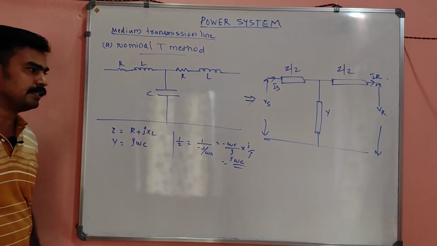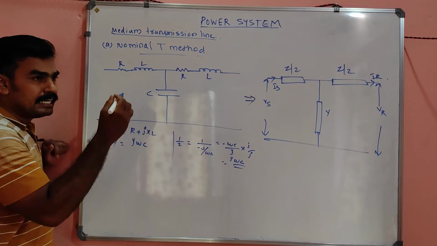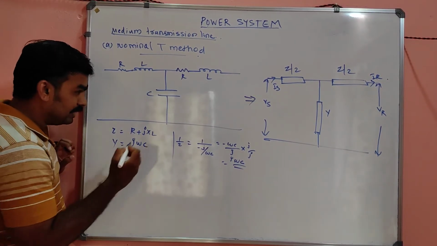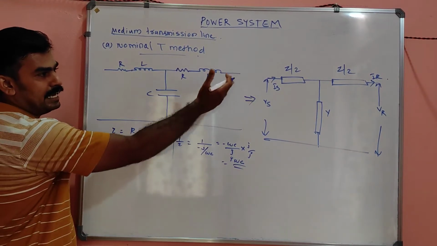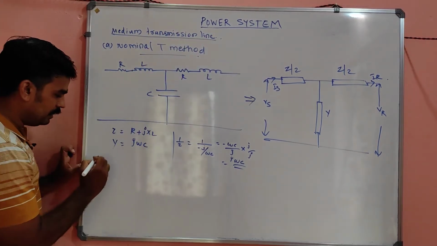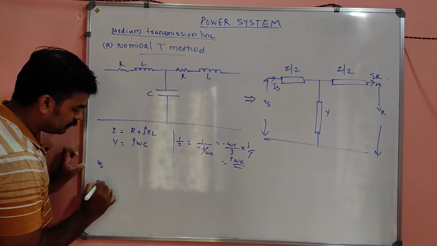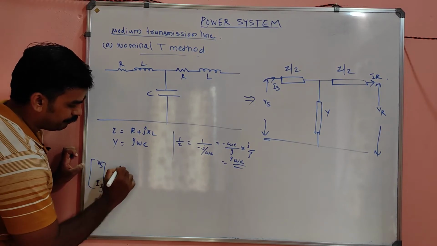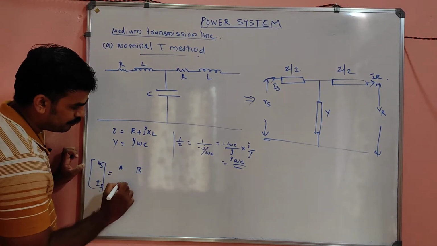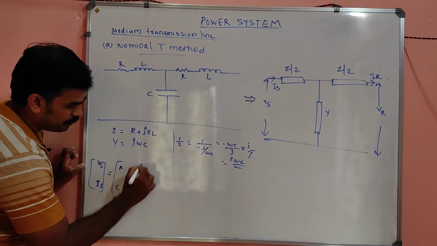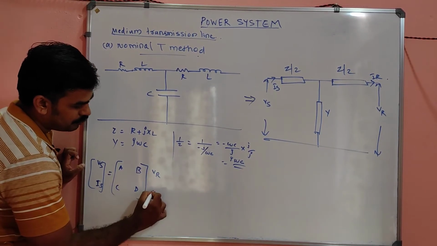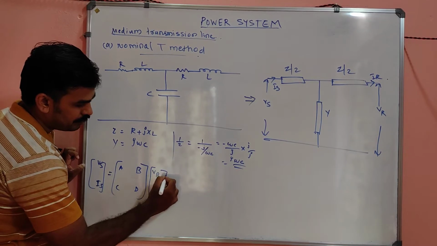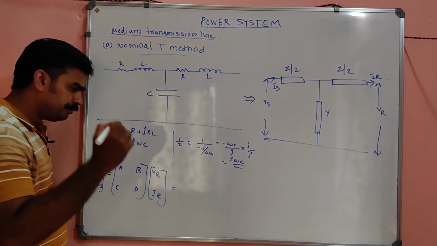Is it clear, my dear? So what are its ABCD parameters? That you have to know, because VS is there, IS is there, VR is there, IR is there. Definitely they can be connected, but what will VS and IS be equal to? I'll tell you.